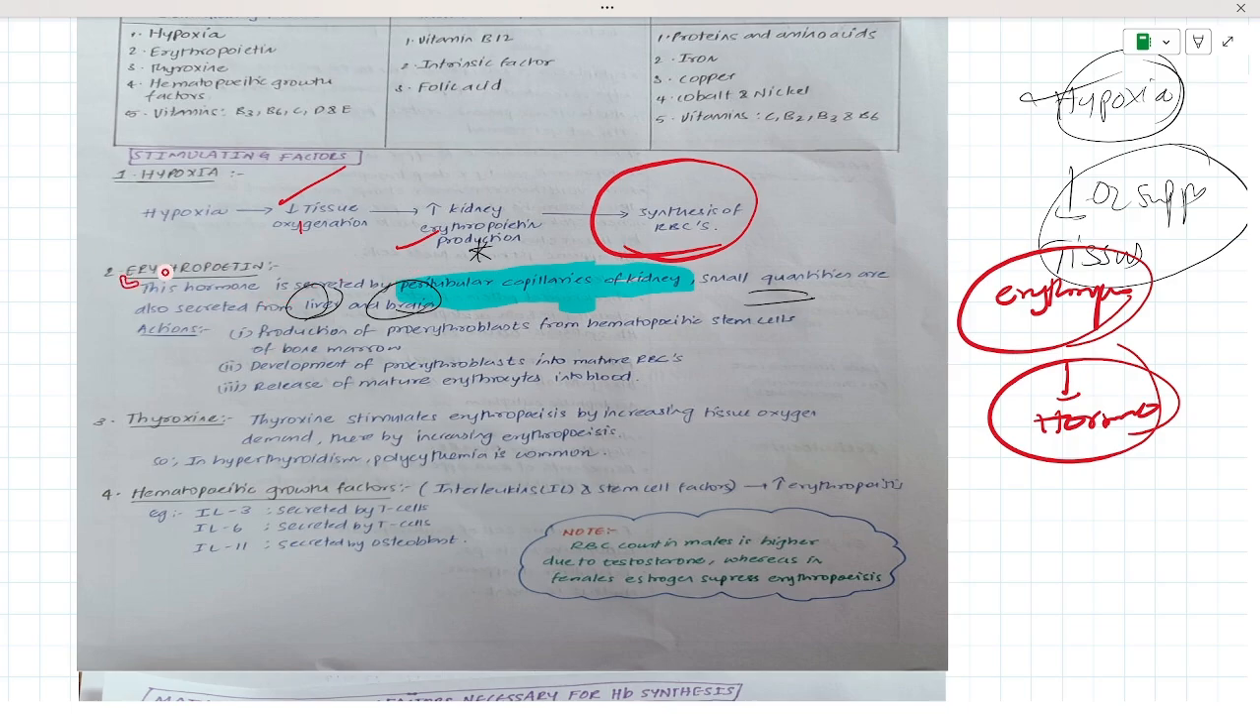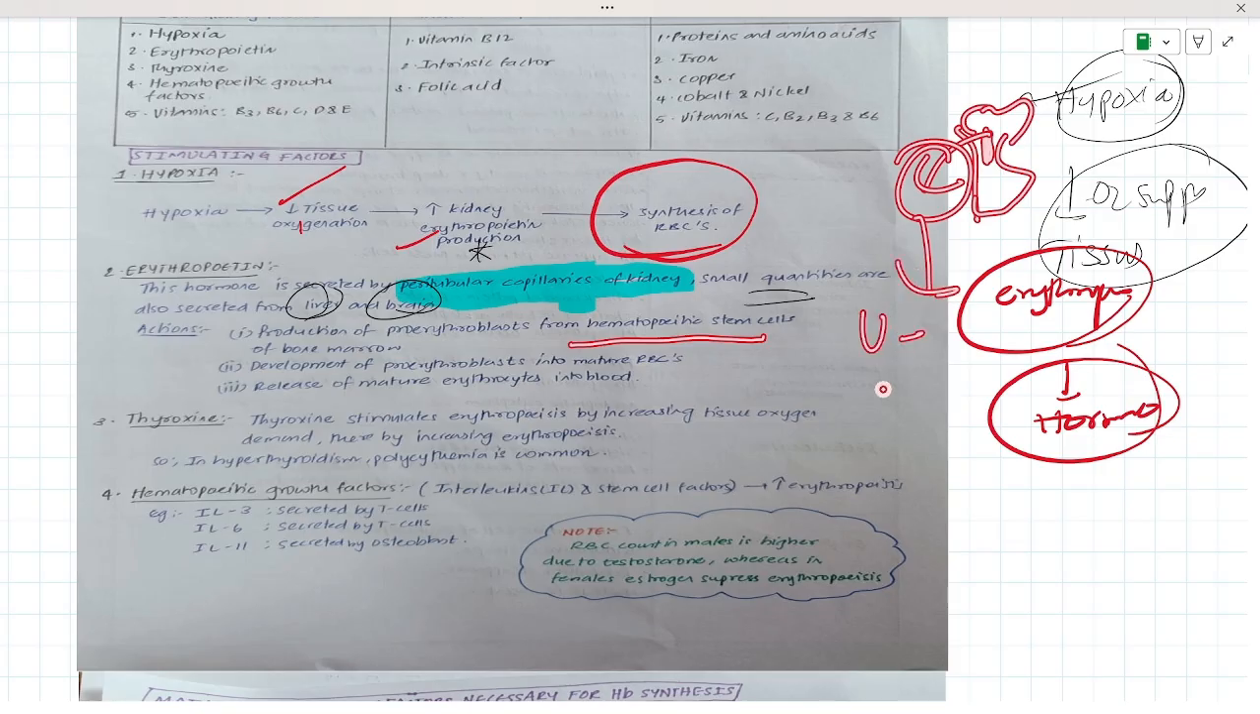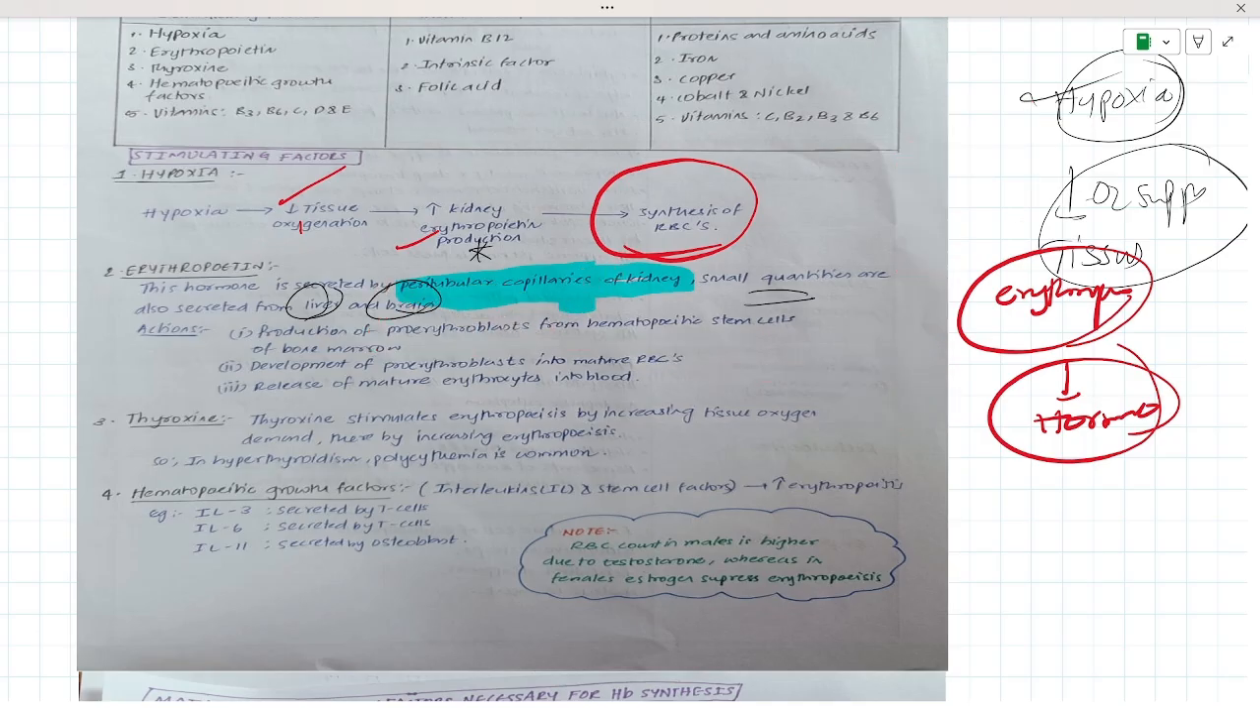So how does this erythropoietin act and stimulate erythropoiesis? It enhances the production of proerythroblasts from the hematopoietic stem cells. We have discussed that in the bone we have bone marrow, and in bone marrow we have hematopoietic stem cells. Hematopoietic stem cells convert into uncommitted cells and then committed cells, and then proerythroblasts appear. So the proerythroblast is synthesized from these hematopoietic stem cells by the action of erythropoietin.